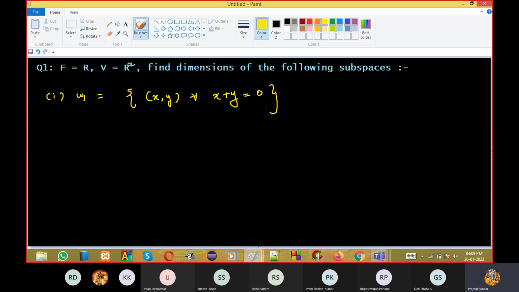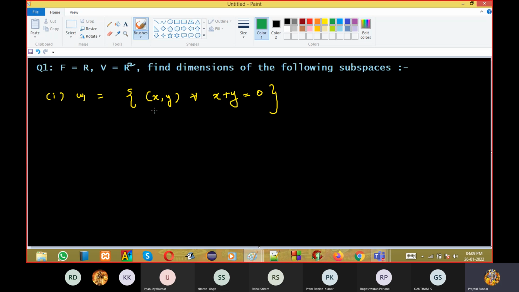Someone please try to tell me what is the dimension of this subspace. One answer from somebody. Is it 1? Yes, 1. How do you get it? Because y is dependent on x, so we cannot say it is free. Very good. That's it. Simple.